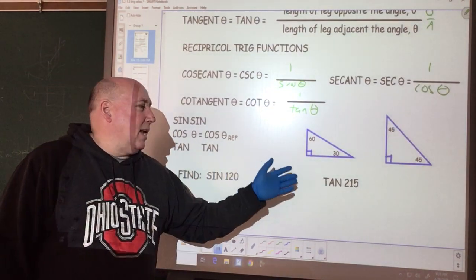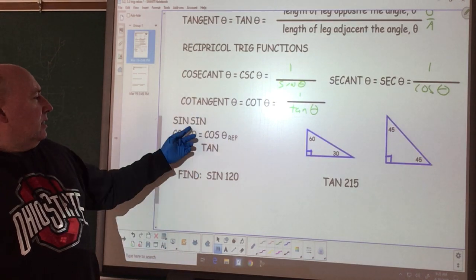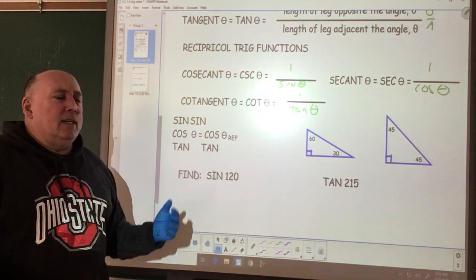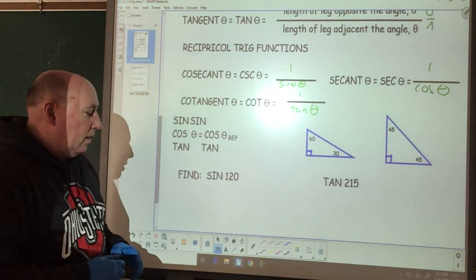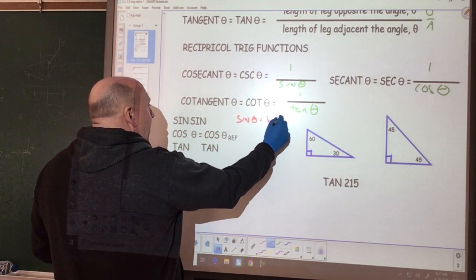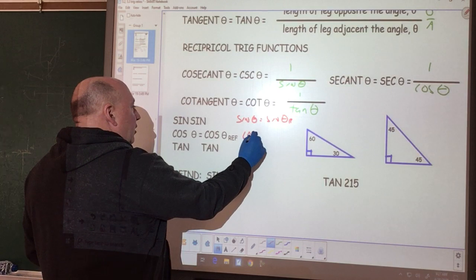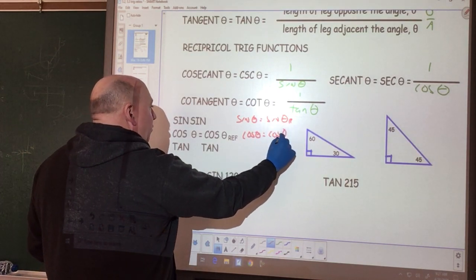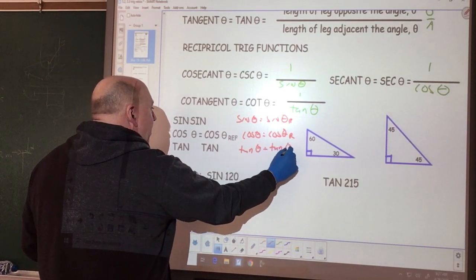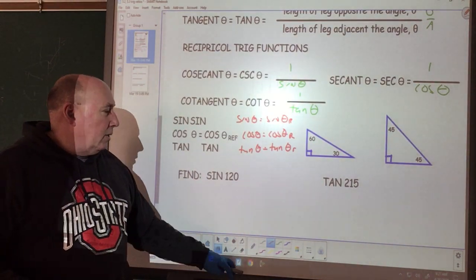Now the main idea, the main thing that we dealt with respect to utilizing these ideas is that the sine, cosine, tangent of some angle theta equal the sine, cosine, tangent of the reference angle. So the sine of theta is equal to the sine of theta reference. The cosine of theta is equal to the cosine of theta reference. And the tangent of theta is equal to tangent of theta reference. And theta reference is the reference angle, what we just dealt with in the previous section.